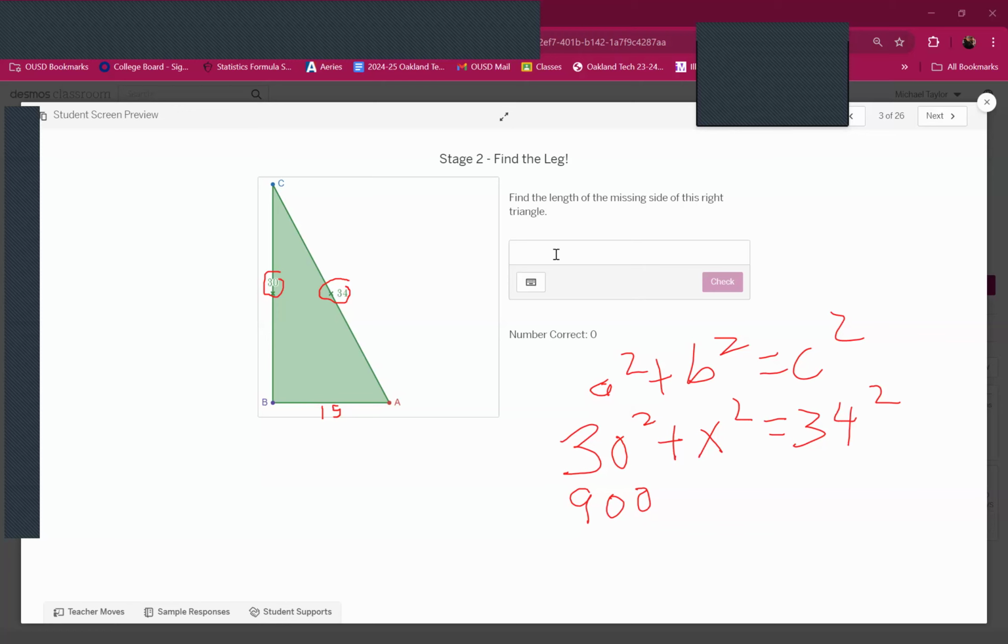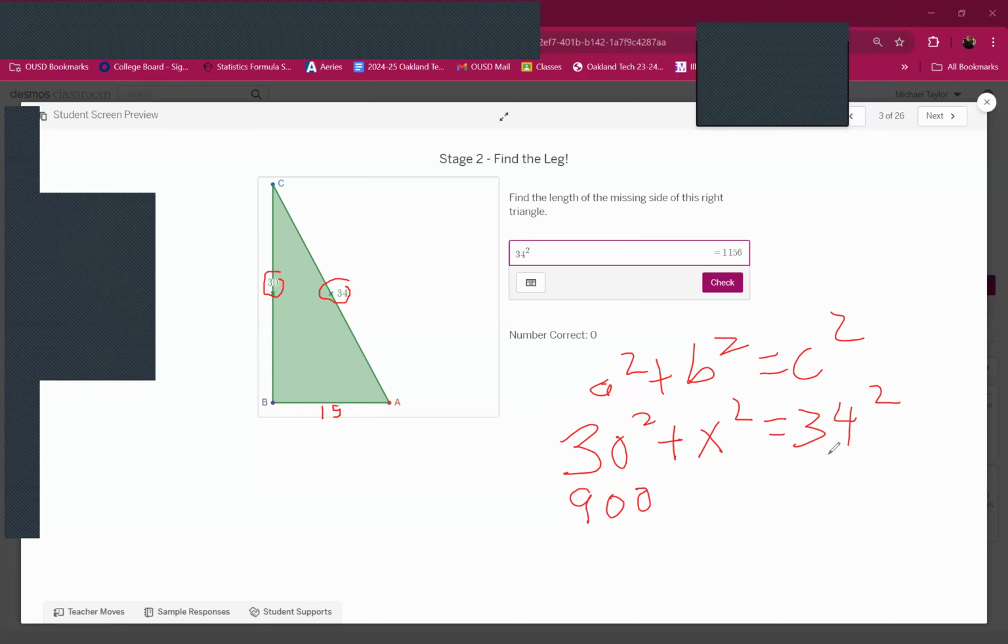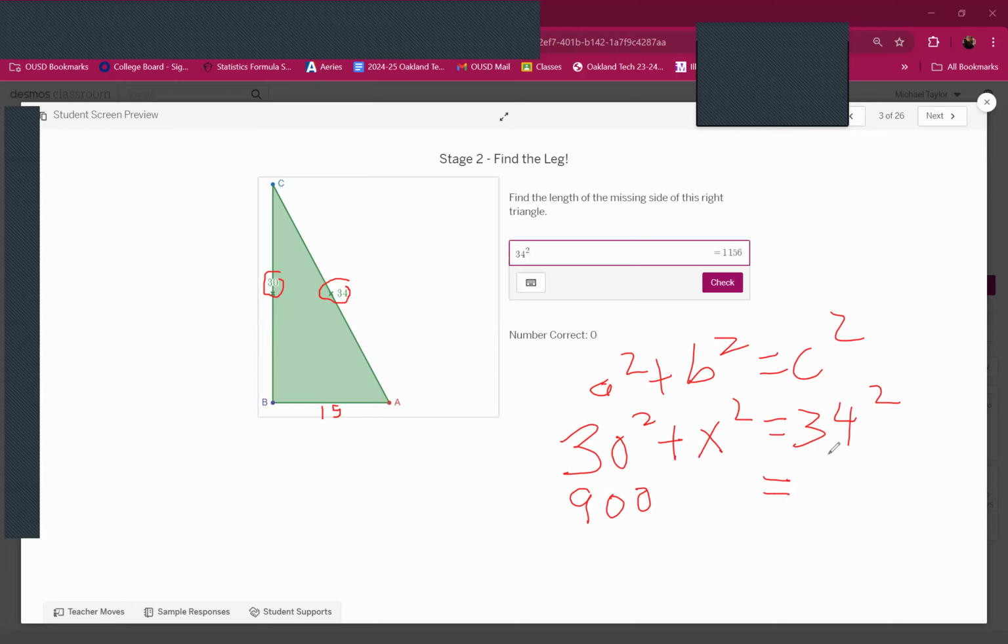I'm going to go to the calculator and ask, what is 34 squared? I'm going to do shift 6, which is the little caret. And it tells me that's 1156. So that's not my answer. I'm just using the calculator there because I want to show you. And that's a nice trick to know.